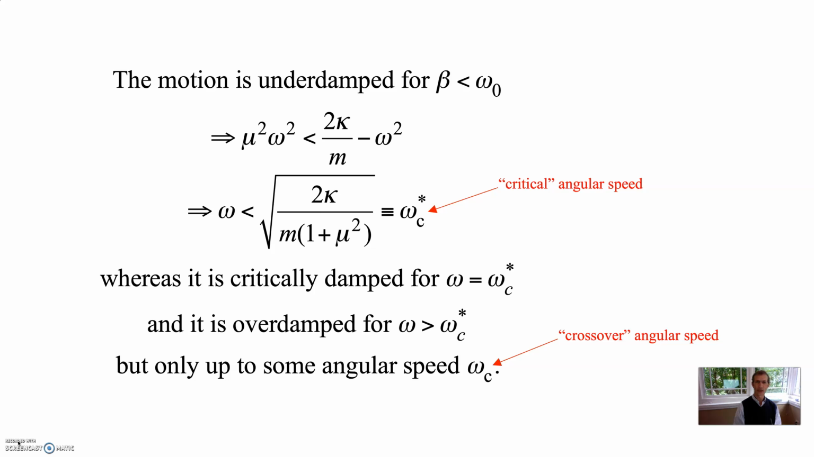turns out to be less than some critical angular speed, which I've called omega c star, which is determined by the spring constant kappa, the mass of the bead m, and the frictional coefficient mu. We'll get critical damping if omega equals the critical angular speed, and we'll get over damping if omega is larger than this critical angular speed, but only up to some angular speed, which I call omega c, a crossover angular speed to a different kind of motion.